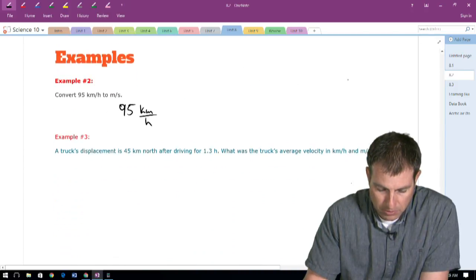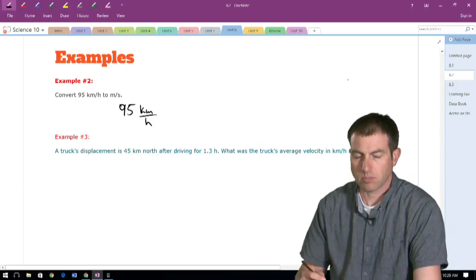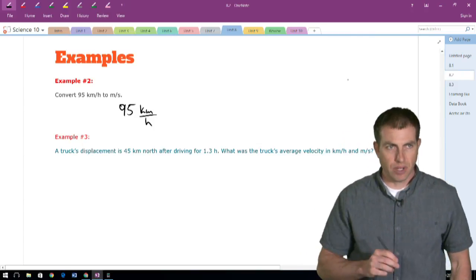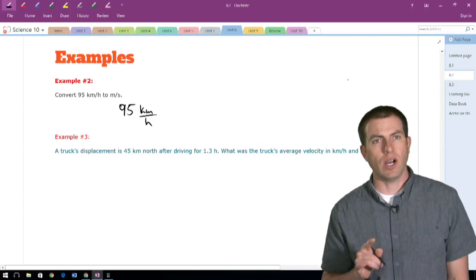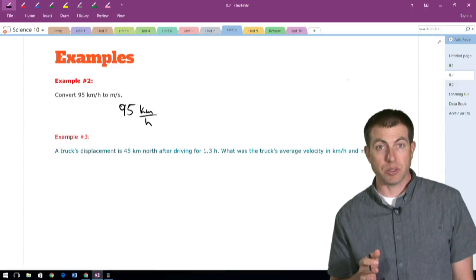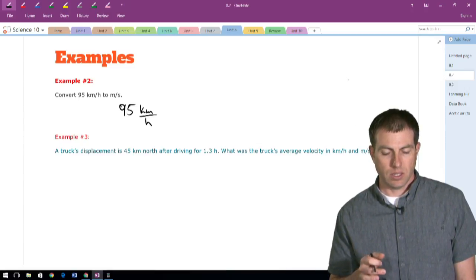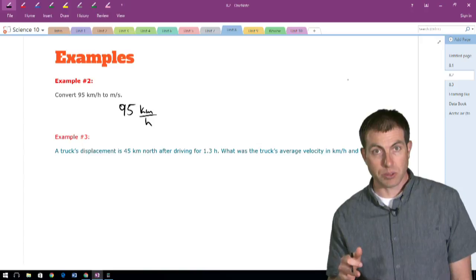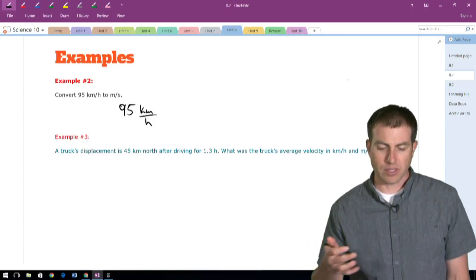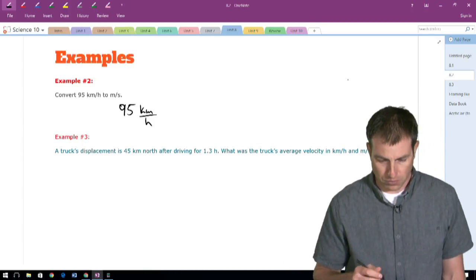So there you go. Let's try another example. Same thing. 95 kilometers per hour to meters per second. So I initially used the 100 meters per second. And then I said 100 kilometers per hour or 40 meters per second. Which one was faster? This will figure it out for us.